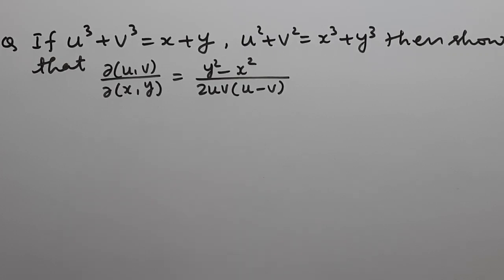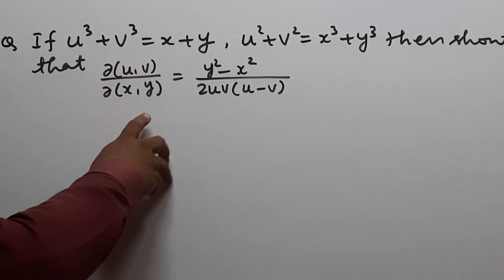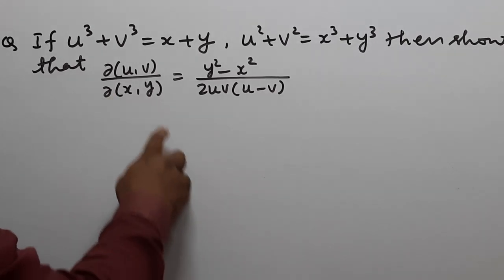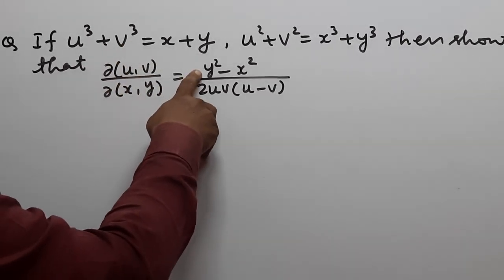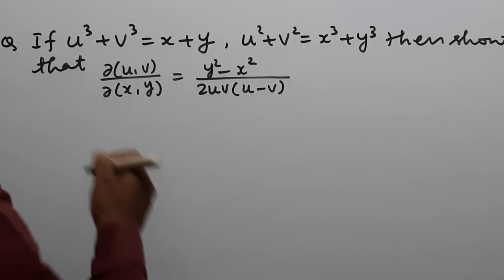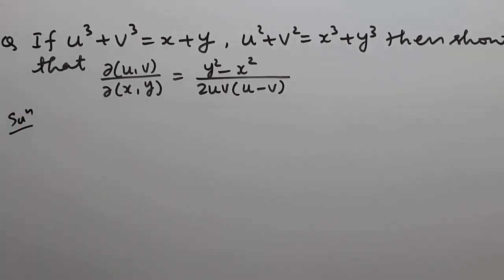Hello friends, here we have to find the Jacobian of u, v function with respect to two independent variables x and y, and we have to prove that this is equal to (y square minus x square) divided by 2uv(u minus v). Here you can see that the given functions are in implicit relation.